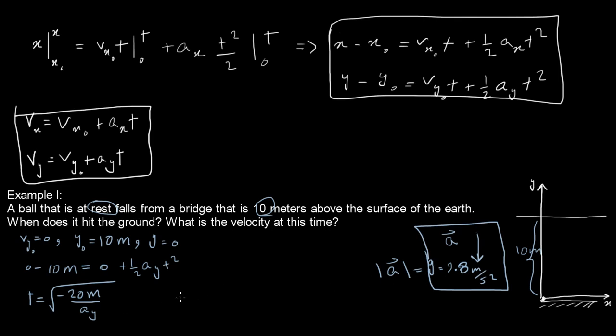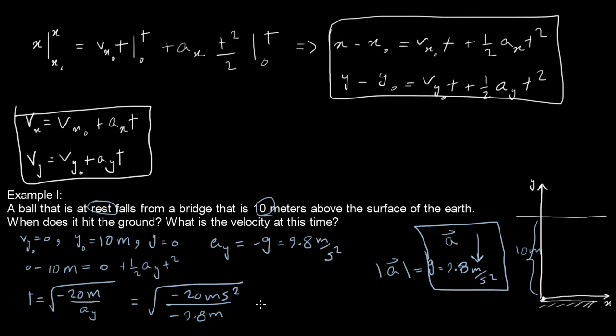So now here ay therefore is minus g, or minus 9.8 meters per second square. So if I put that inside, then I have minus 20 meters divided by minus 9.8 meters per second square. So now meters cancel out. So I have square root of 20 over 9.8 seconds.